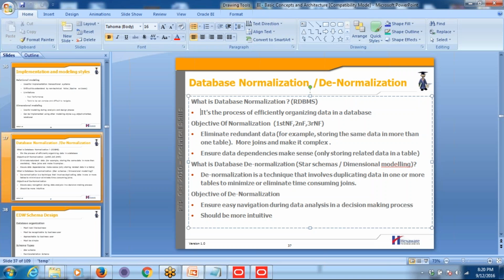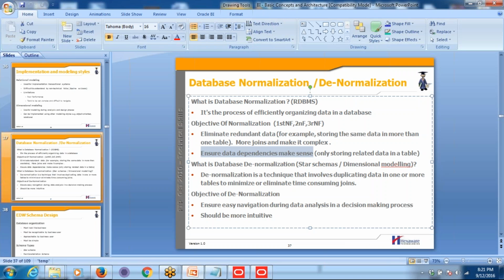So if you remember the last class, I was talking about normalization. There are certain rules as part of the normalization. Those rules are nothing but normalization rules. These are your first normal form, second normal form, third normal form, like that. These are some of the forms which the database developer has to implement while creating a transactional database. As part of that, one of the features is we eliminate all the redundant data and we ensure that data dependencies make sense.